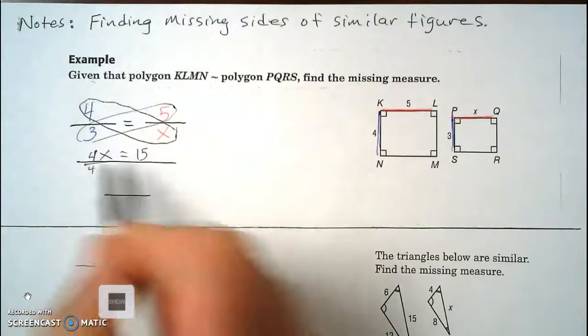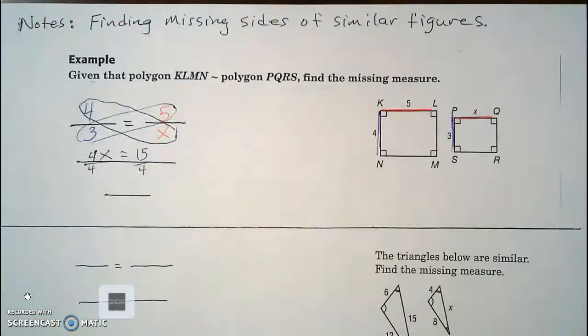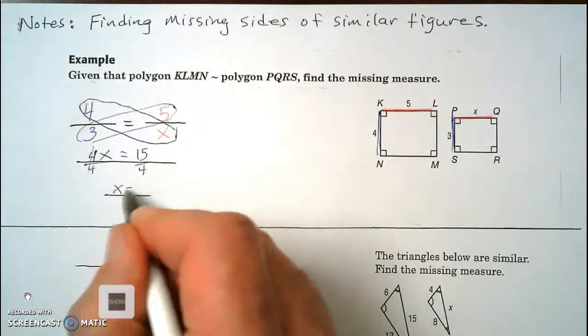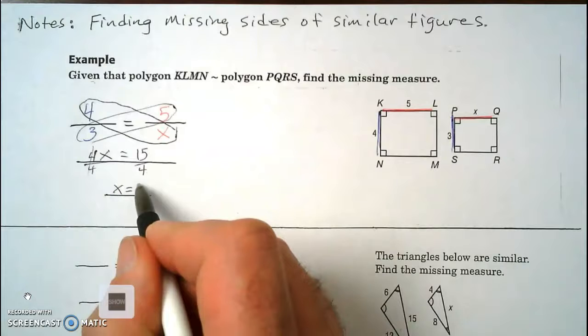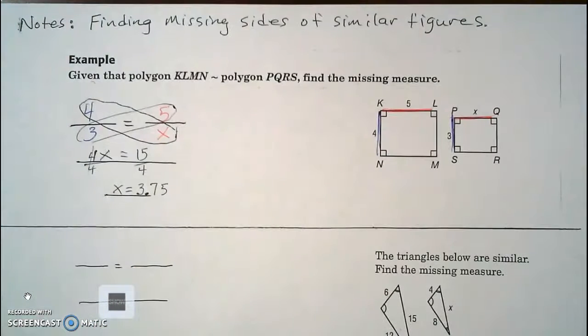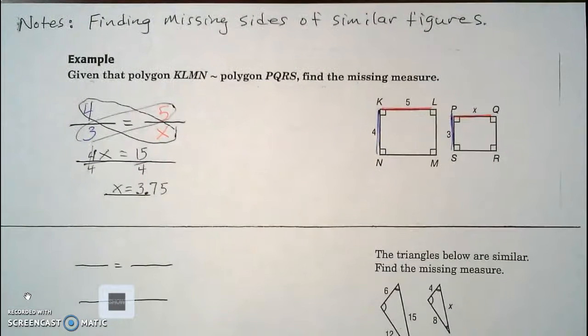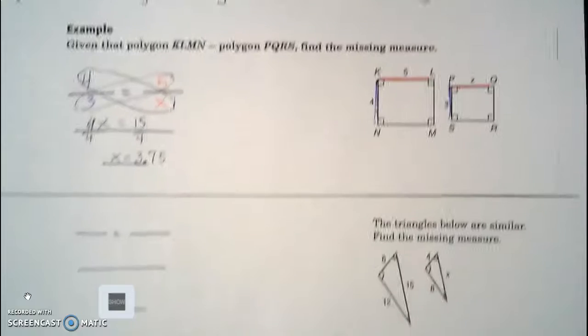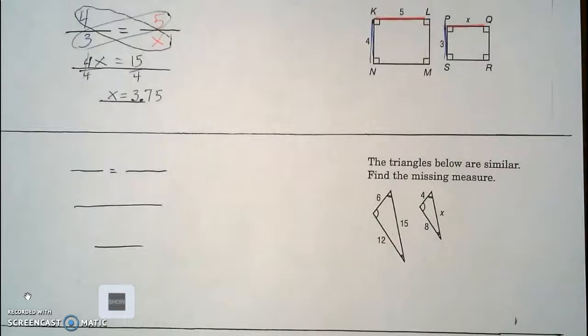To show that work, I'll put a 4 underneath each side. They cancel. X is 3.75. Okay, so sometimes they might be a decimal. They are mostly whole numbers, but not always. Okay, so let's take a look at the next one. They're all going to be the same in that way.